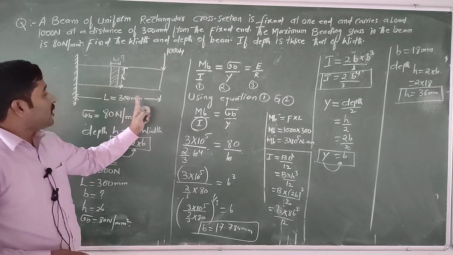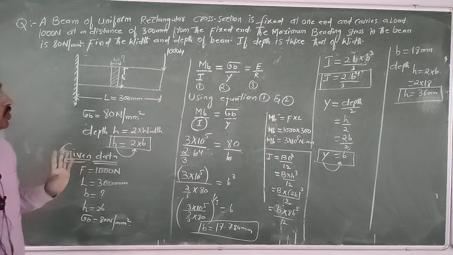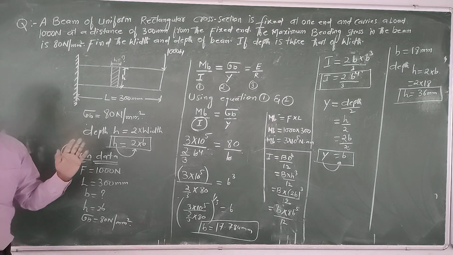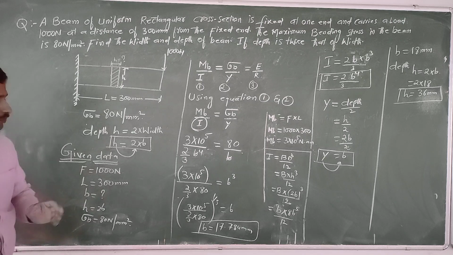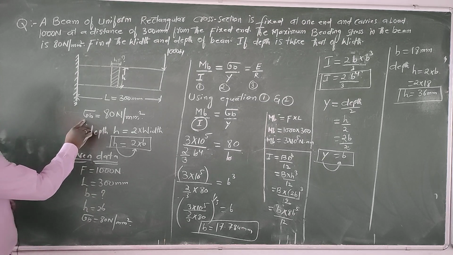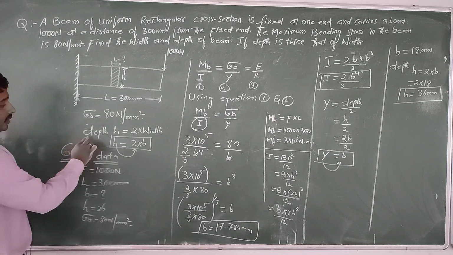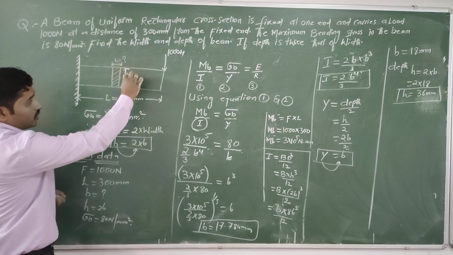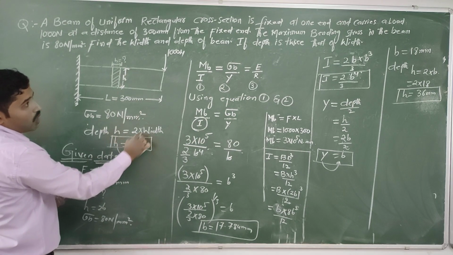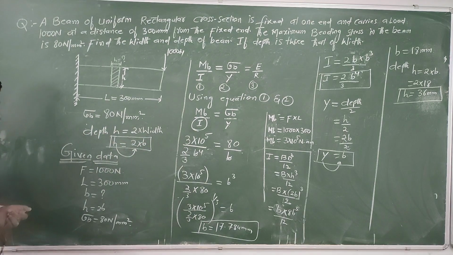It covers the length of 300 mm from the fixed end. So in this problem we need to find the breadth as well as the height. The bending stress is given as 80 Newton per mm square. The depth H is given as 2 times the width, 2 into B, where B is the width. So we need to write down the given data.